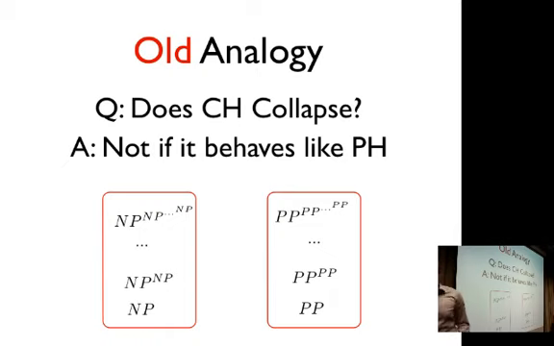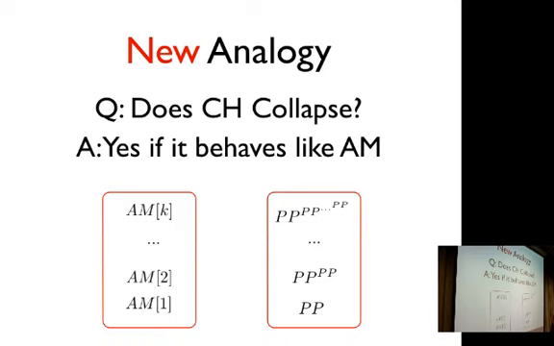And the old intuition is this counting hierarchy does not collapse because it behaves like the polynomial hierarchy. Instead of putting NP for the polynomial hierarchy, you put PP for the counting hierarchy, and you have some analogy. And the new analogy is that the counting hierarchy does collapse if it behaves like the Arthur Merlin hierarchy. So each level of the Arthur Merlin hierarchy collapses to the second level, and it could be the case, because these levels of the counting hierarchy are analogous to rational proofs with k rounds, that this could collapse if rational Merlin Arthur behaves like classical Merlin Arthur.